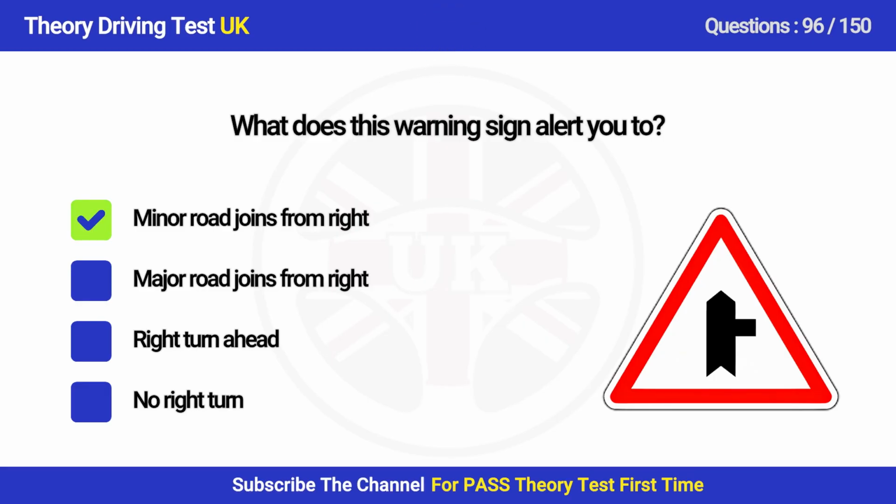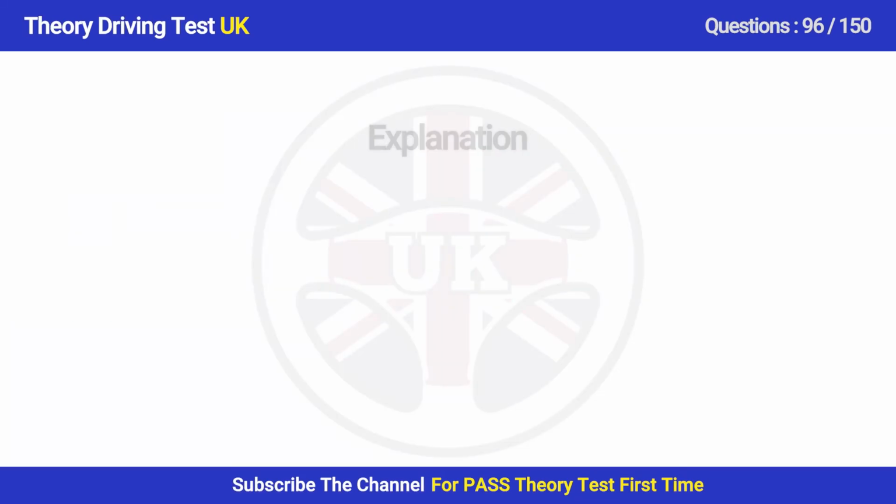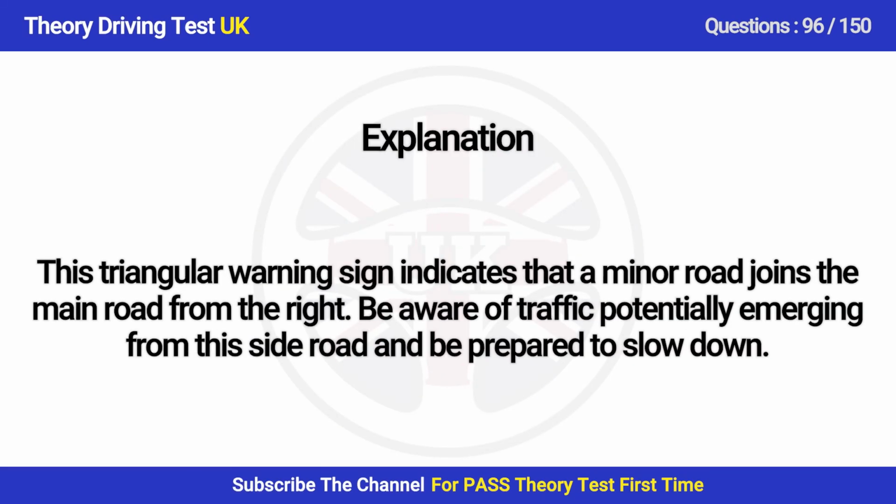Answer is A. Minor road joins from right. This triangular warning sign indicates that a minor road joins the main road from the right. Be aware of traffic potentially emerging from this side road and be prepared to slow down.